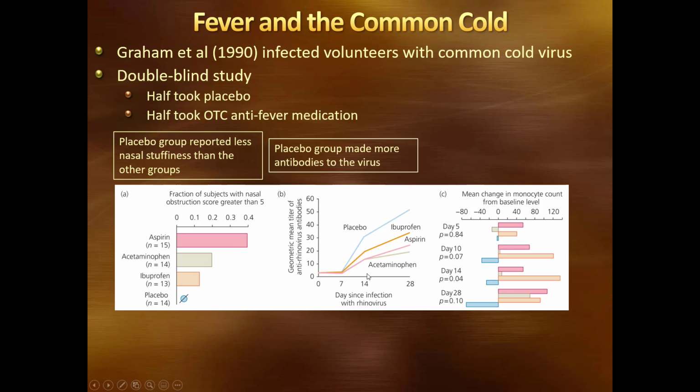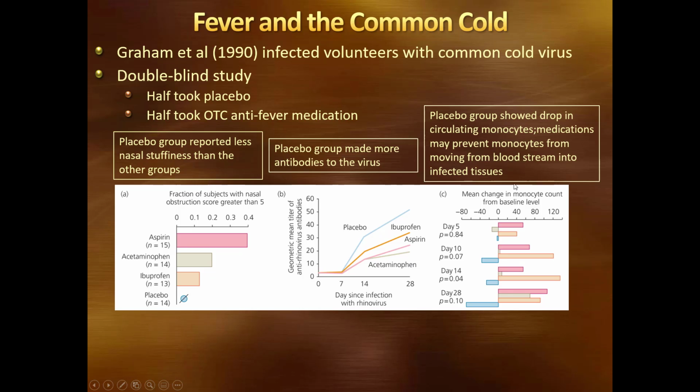In the middle, they took these different groups and looked at the level of antibodies being produced to the virus. Once again, we can see that the placebo group is actually producing more antibodies to the virus than any of the other over-the-counter medication groups. And then in the last one here, they looked at circulating monocytes, and you can also see that the placebo group showed a drop in the circulating monocytes.